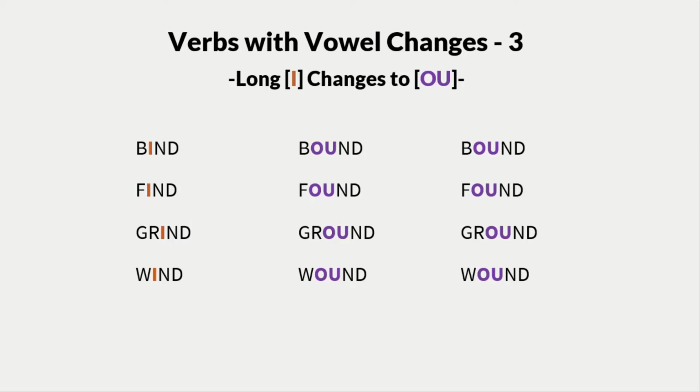You'll also notice that the spelling is almost all the same, right? You have the ND following the I in every form and ND following the owl in every form. Just the first letter is different. So bind, bound, have bound, find, found, have found, grind, ground, have ground, wind, wound, have wound.